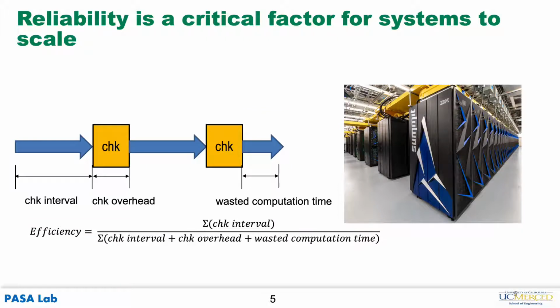The efficiency of the checkpointing restart system is measured as the sum of checkpoint intervals divided by the total time, including the checkpointing intervals, the total checkpoint overhead, and the total wasted computation overhead. People configure the checkpointing restart mechanism for the optimal checkpoint interval, which is a function of checkpoint overhead and the mean time between failure. So the longer the mean time between failure, the longer the checkpoint interval will be.